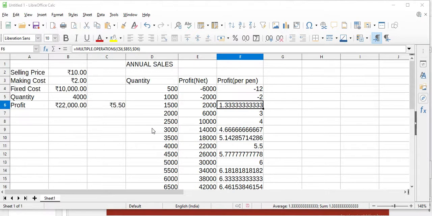Now here we have found the profit on the basis of quantity, this much quantity, and per pen. But if the selling price is different for different pens, if the pens are 8 rupees, 10 rupees, 15 rupees, 25 rupees, how will we get the different profit? For that also we can use the multiple operations. Let's see how it works.